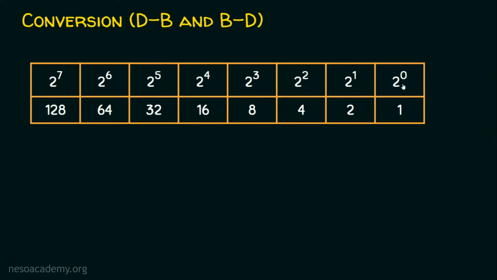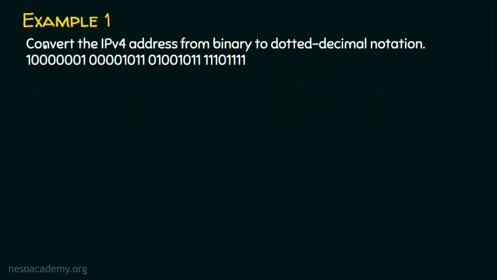In other words, it is simply 2 power 0. That is, this is 2 power 0, this is 2 power 1, this is 2 power 2, and up to 2 power 7. Since it is starting with 2 power 0, we need to end with 2 power 7, so that we will be getting the 8 bits. Using this technique, we can convert the dotted decimal to binary and the binary to dotted decimal. Let's start with the first example. Example number 1. Convert the IPv4 address from binary to dotted decimal notation.